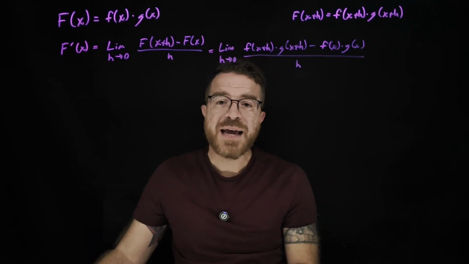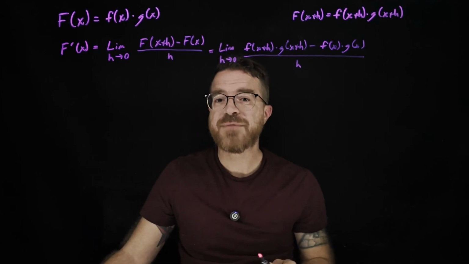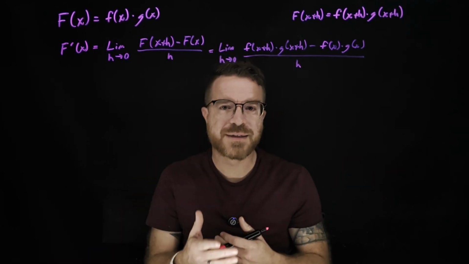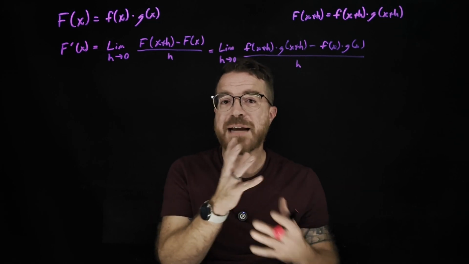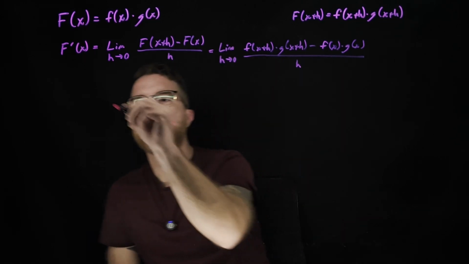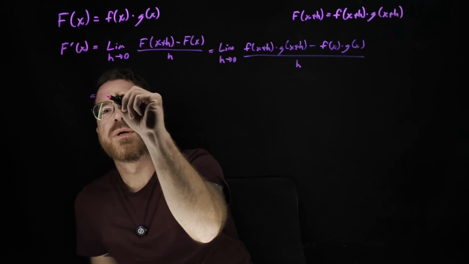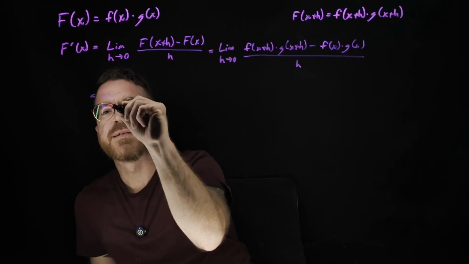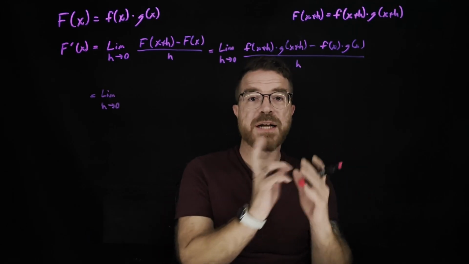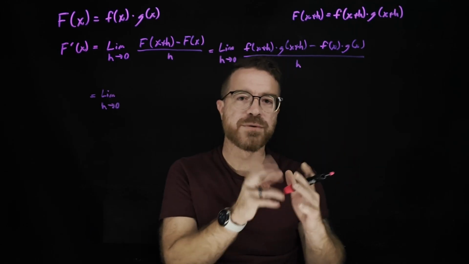For the next step, I'm going to use a trick where I add and subtract the same value. If I added in, let's say, 2x and subtracted 2x, those would cancel out, meaning I haven't actually changed the value of whatever it is that I have here. So this is going to be equal to the limit as h goes to 0. And I'm also going to rearrange things. I'm going to put it in a specific order, and you'll see why in a minute.